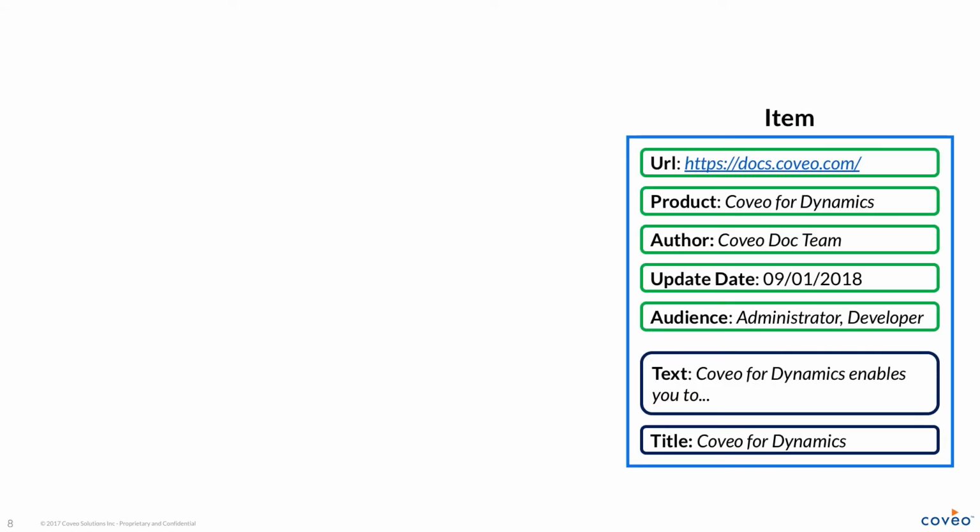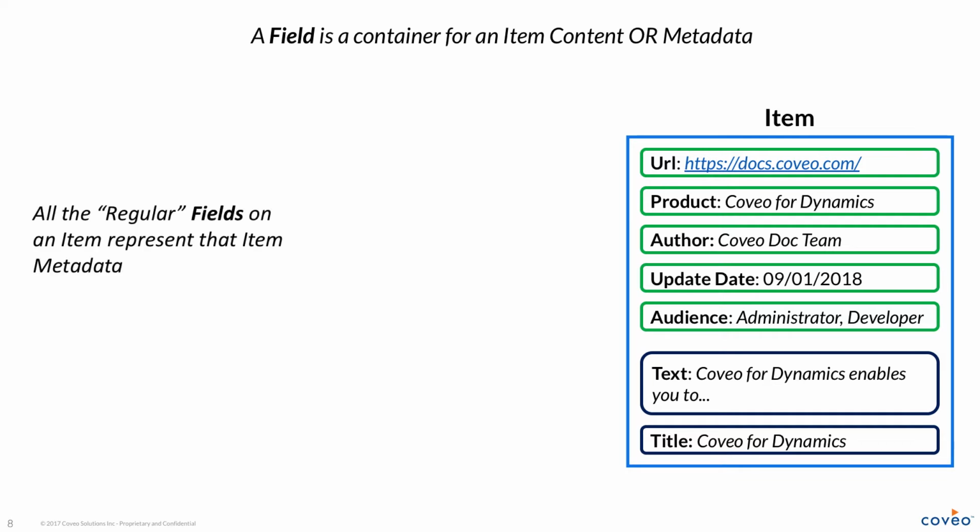So, a field is a container for an item's content or metadata. That being said, there are in fact two broad types of fields. It's important to understand the distinction because it affects you directly as end users. Regular fields are the container for an item's metadata. In other words, the metadata of an item represents all the field names and values declared as regular fields by the designer of your Coveo deployment.